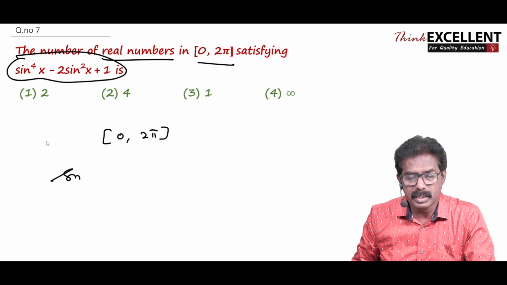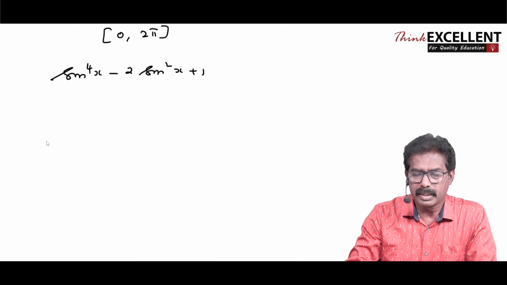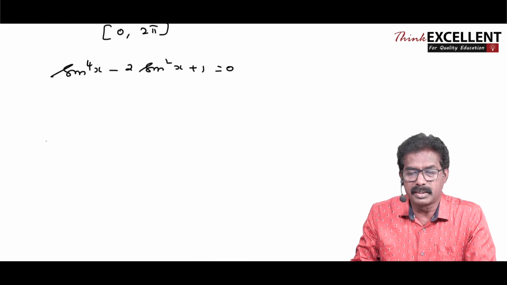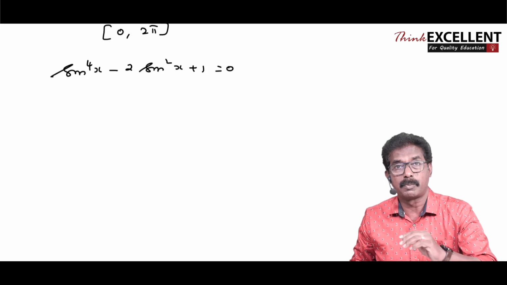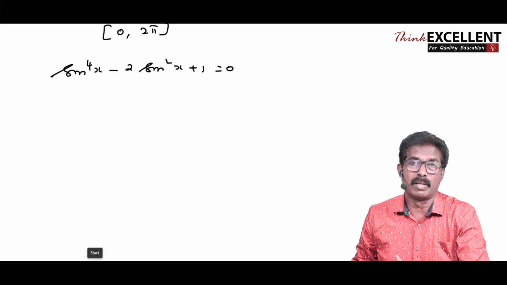See, what is the equation? Sine raised to 4 x minus 2 sine square x plus 1, equate that with 0. It is a quadratic equation. Similar question you have in x power 4, x square, like that. This question they can ask as a 2-mark question.